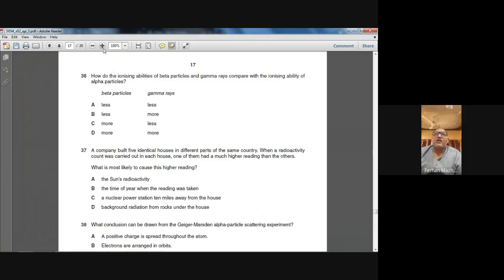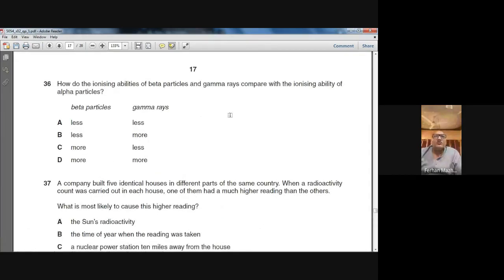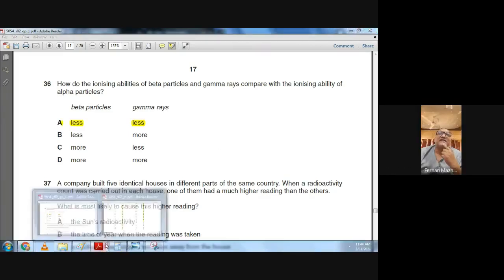Question number 36. How do the ionizing abilities of beta particles and gamma rays compare with the ionizing ability of the alpha particle? Okay, as compared to the alpha particle, the beta particle has less and the gamma has also less. So A is the right choice. Question number 36, A is the right choice.